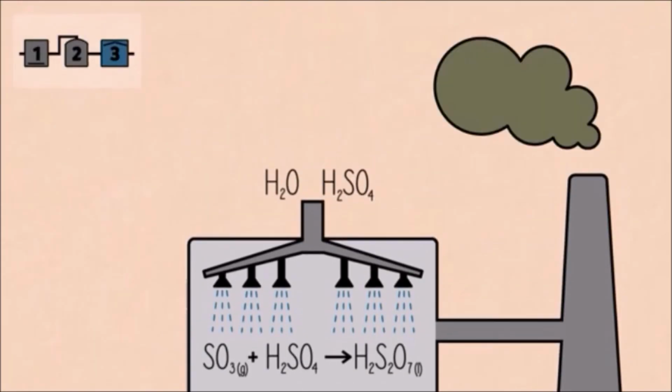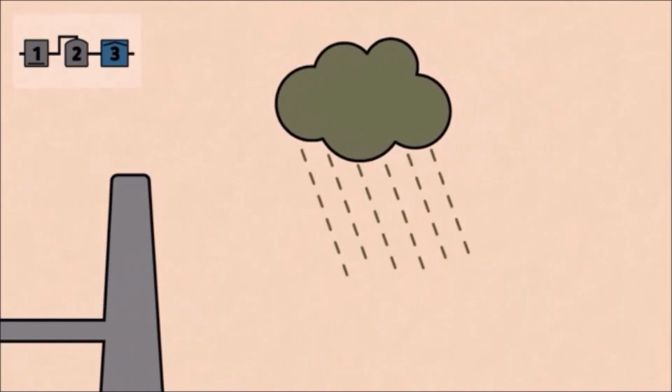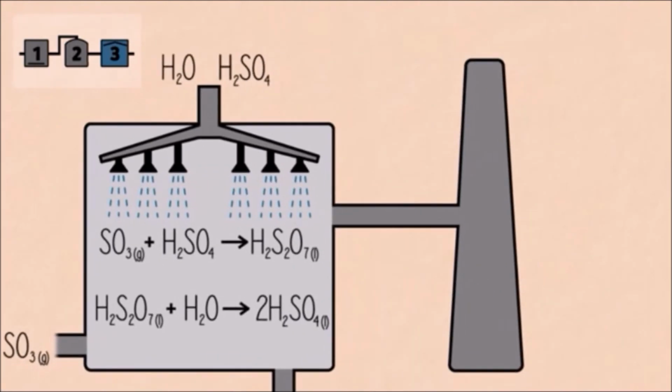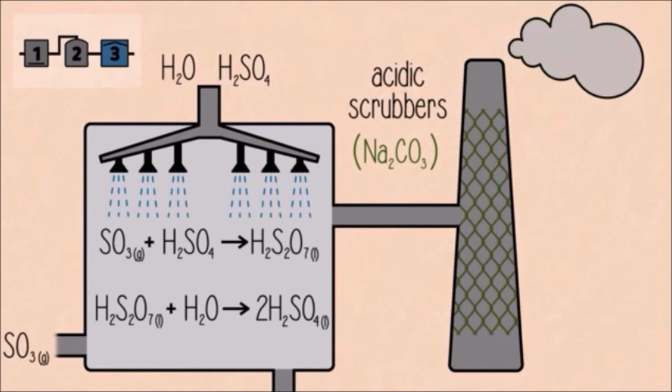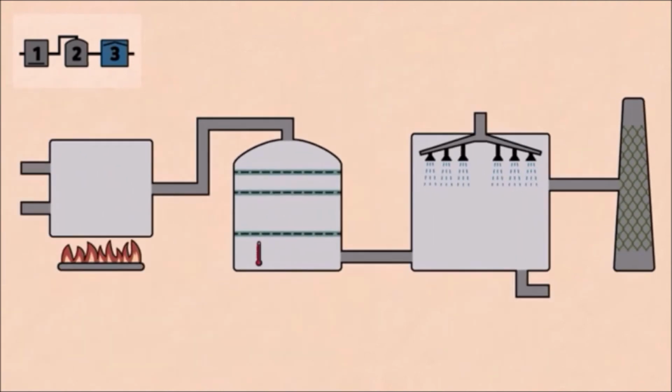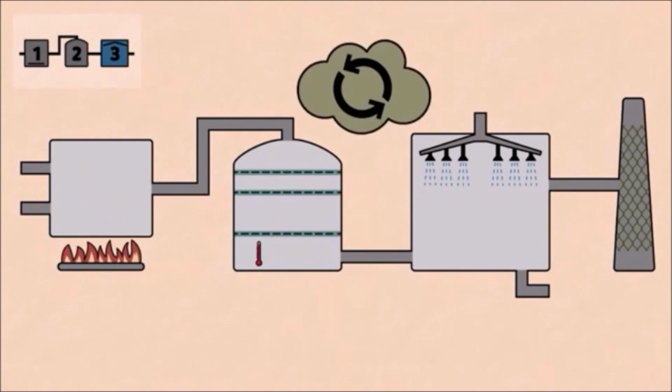There are some acidic waste gases from stage 3 which can escape and cause local acid rain. The chimney is usually fitted with acidic scrubbers. These are bases like sodium carbonate. On contact, they neutralize the fumes, forming salt and water. Another way to reduce the release of any sulfur oxide is by recycling gases between stages 2 and 3.